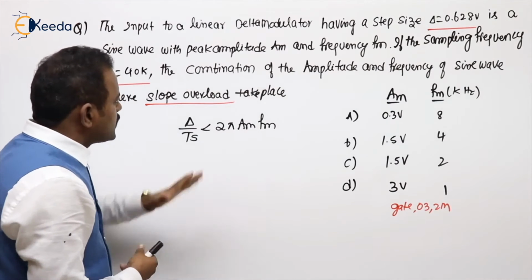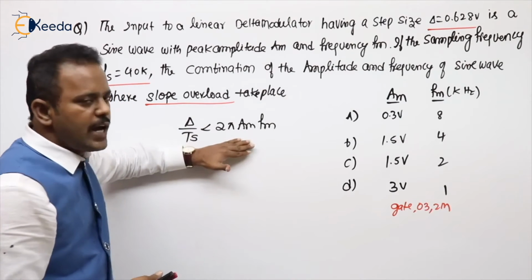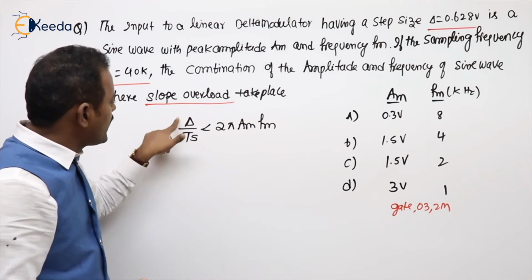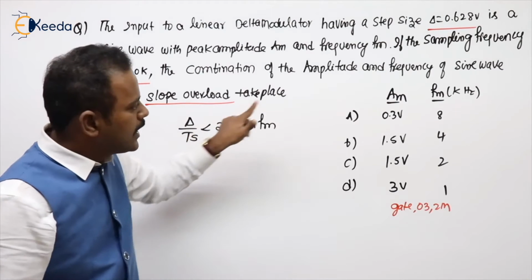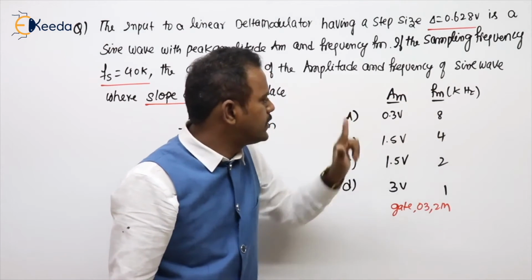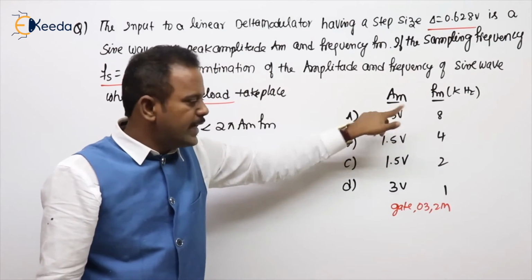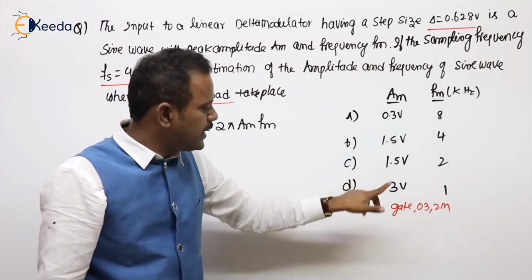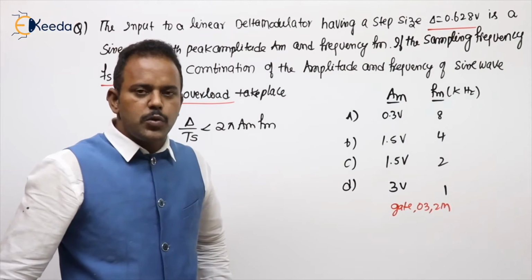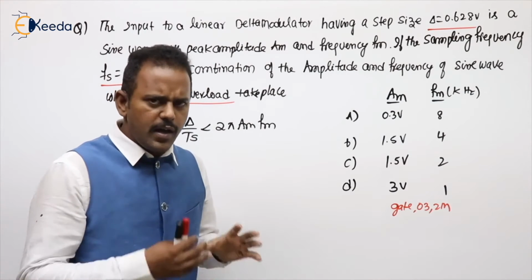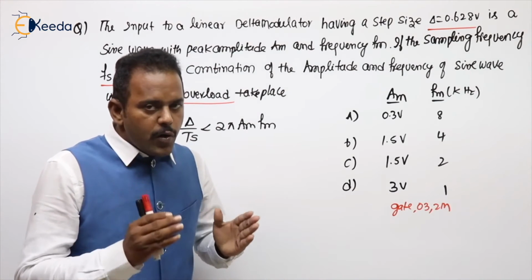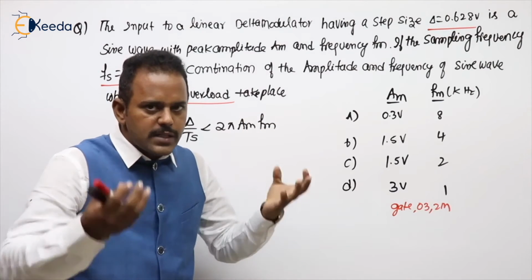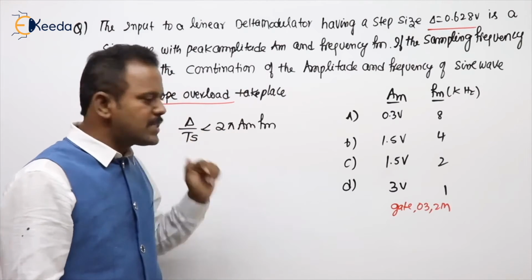Here, slope overload takes place means this condition has to be obeyed. What is the combination of AM and FM is being asked, where delta and Ts values are given. The options give AM and FM in kilohertz. Option A 0.38, option B 1.54, option C 1.52, option D 3.1. This was asked for 2 marks in the GATE 2003 exam. One of the important models. Slope overload takes place means that condition is obeyed. Granular error takes place means the other condition is obeyed, where you need to write greater than.